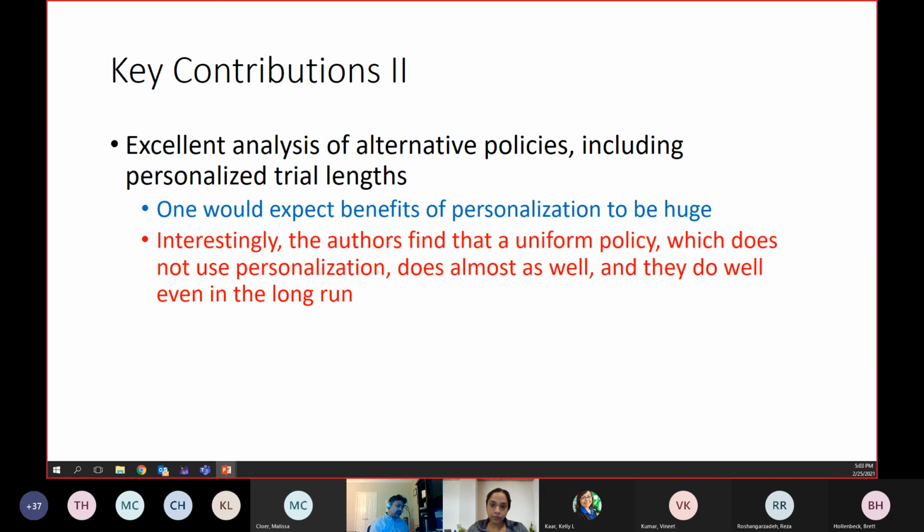And interestingly, they also do well in the long run. It was interesting because it tells managers basically to just get the trial length right. That's probably the most important thing. You don't have to worry about all kinds of complexities in most situations. So I thought that was also very nice.